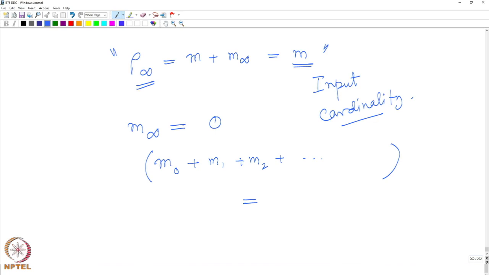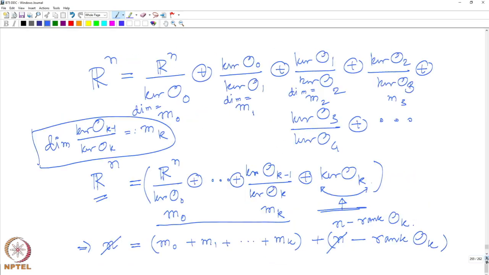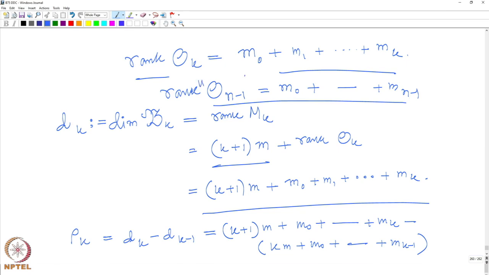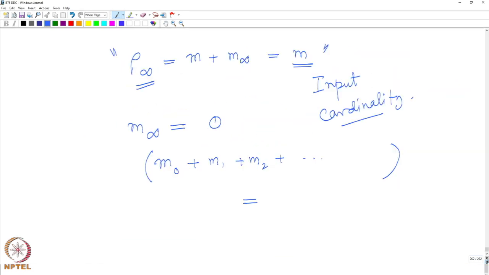Because it is a finite sum, this is some number. What is this number? Tell me, what is this number? The way we have constructed it, the rank of O n minus 1 must be equal to m0 plus dot dot dot up to m n minus 1. And what have we assumed? Observability. So this is the full observability matrix and its rank is n. So this sum is in fact equal to n, the state space dimension.